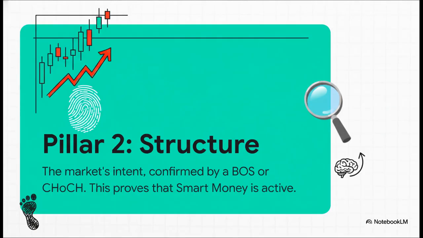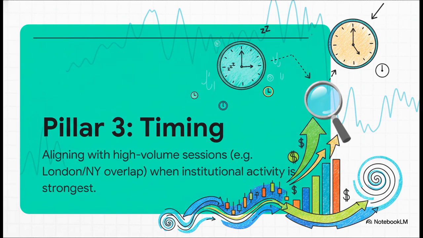Next up, structure. A break of structure or a change of character isn't just a line on your chart. It's a confirmation. It's the market telling you that, hey, we just took that liquidity and now we're committed to this direction. It's like finding their footprints in the sand. It proves their intent.